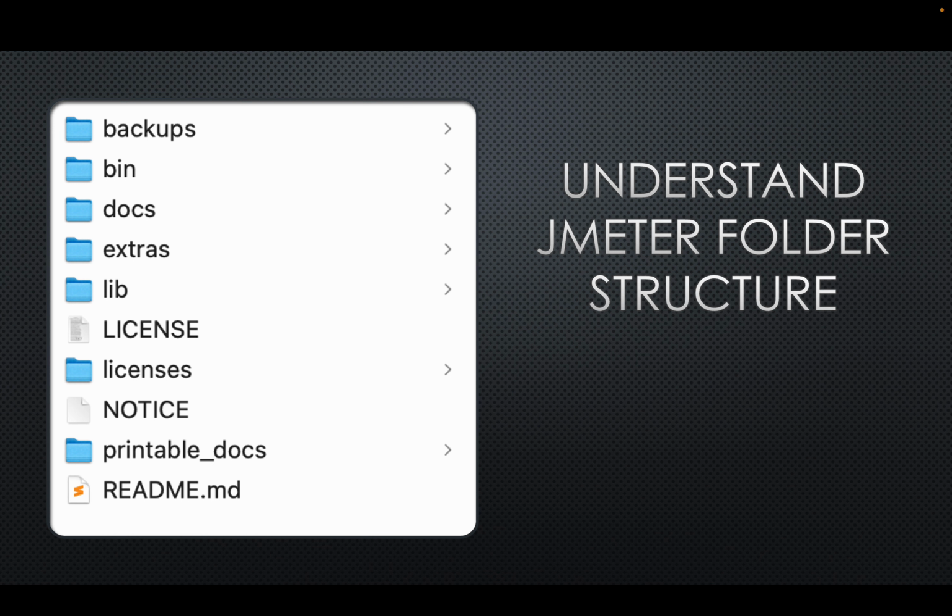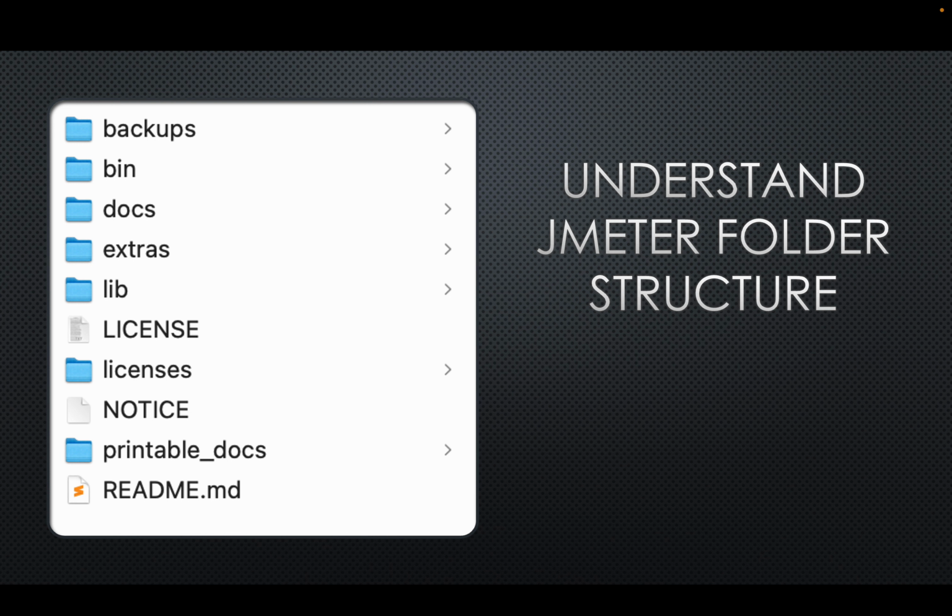Next is extra. This extra folder is used for supporting files for the JMeter GUI, so there is nothing you need to do with it. Then lib, which is again very important. All the executable jars required by JMeter will be found there. Inside lib there are subfolders ext and junit. ext is for extensions, so whenever you want to add any plugin or supporting jars, you put them here directly.